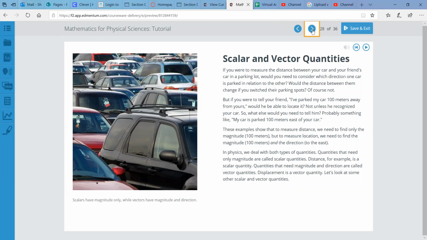Scalar and vector. Scalars are just measuring magnitudes.